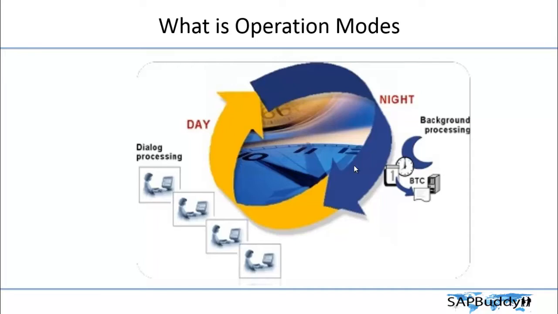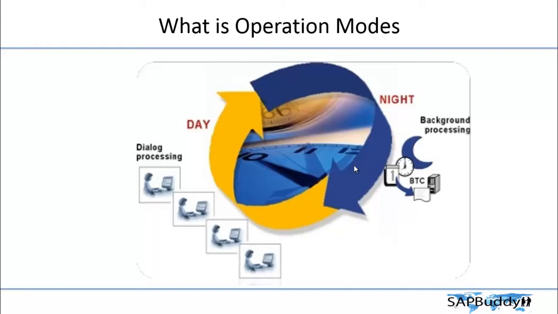In general, we have seen that the dialog work process and background work process execute tasks coming from the user. Either it is executed online using a dialog work process, or we execute some of these jobs or tasks in the background. In general, the workload in the dialog work process will be very high during the office hours, meaning that all the users working in the ERP system will be executing business transactions using dialog work process in the daytime.